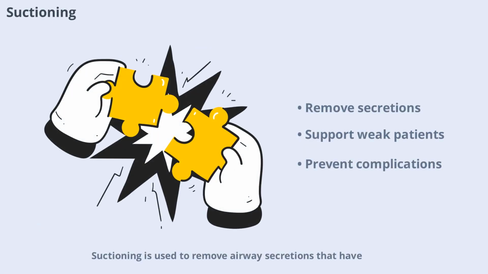Suctioning is used to remove airway secretions that have been mobilized centrally but cannot be cleared by coughing alone. This intervention is particularly important for patients who are unable to clear their own airways due to weakness, altered consciousness, or severe illness. Suctioning must be performed carefully to avoid complications.